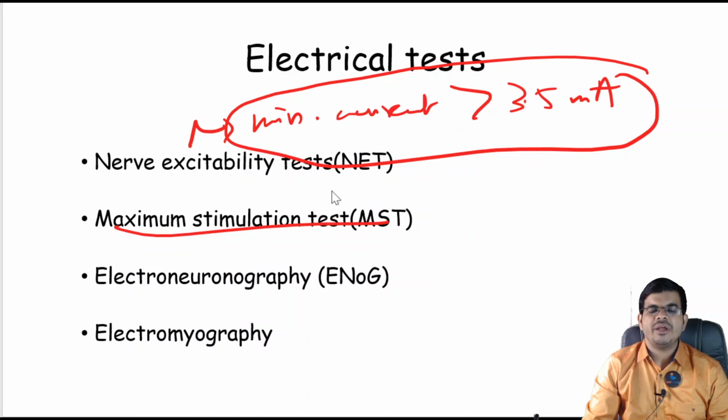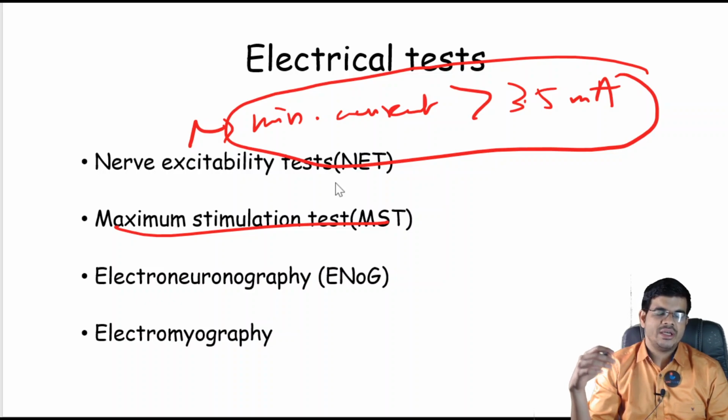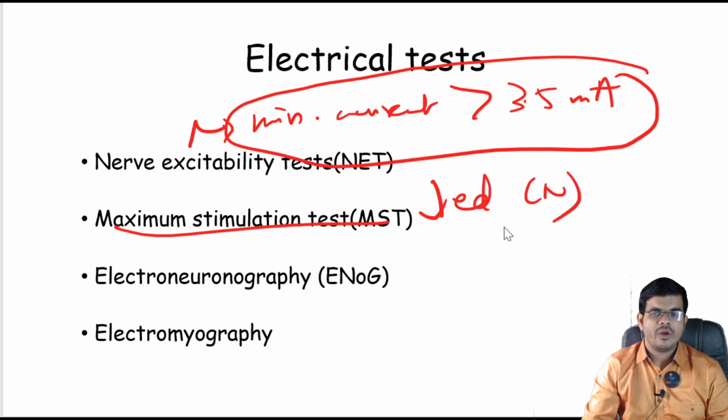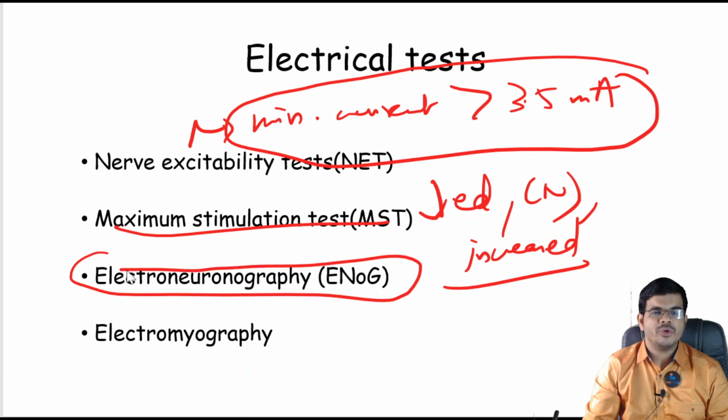In the maximal stimulation test, instead of the minimum current, you give the maximum current that is possible to the patient, and we try to assess the response. This is compared with the opposite side, and you can describe it as decreased, normal or increased. It's a comparison. But these two tests are not done much. It is the electroneuronogram and the electromyogram which are the most important.